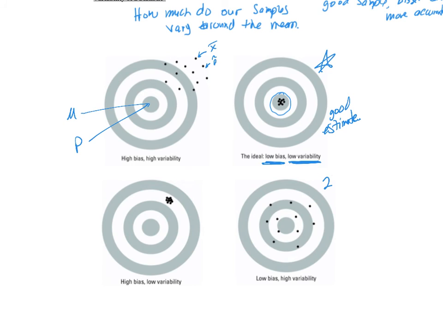This is probably the second best right here. This one has low bias, meaning all the dots are right around the population mean in the middle, but it has a little higher variability, meaning none of the dots hit the bullseye exactly, but we've got it surrounded. This means we probably had smaller sample sizes, and up here, we probably had larger sample sizes. And we'll discuss what that means and how we can understand that.